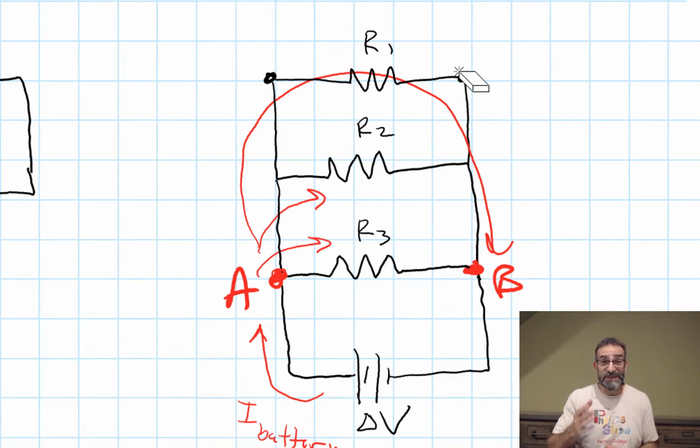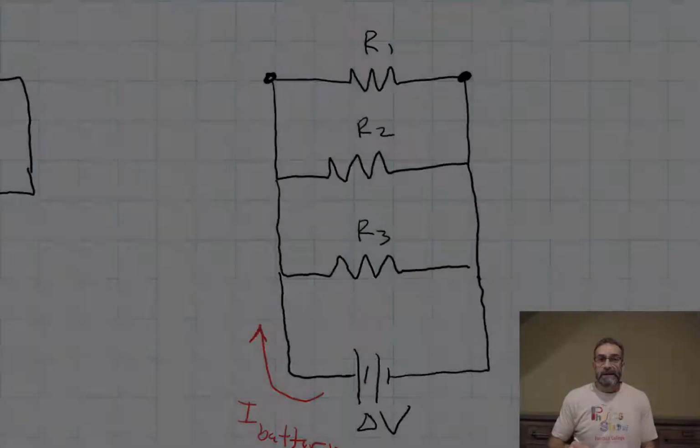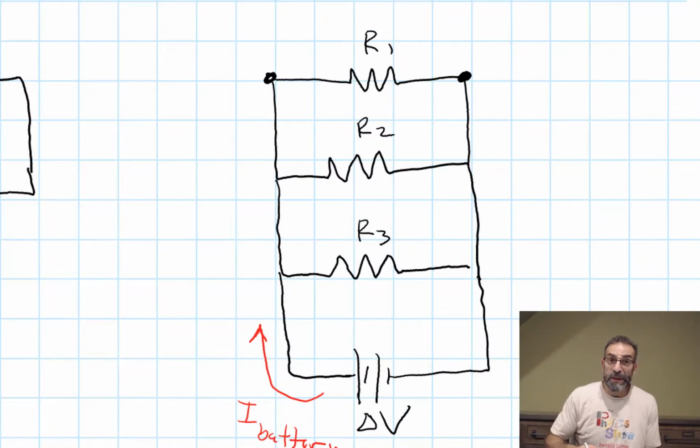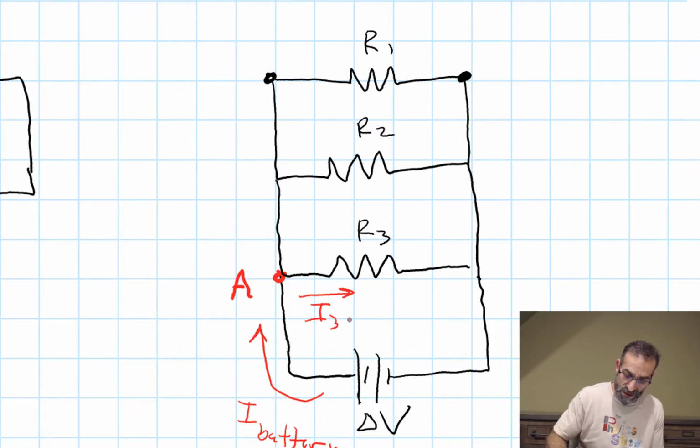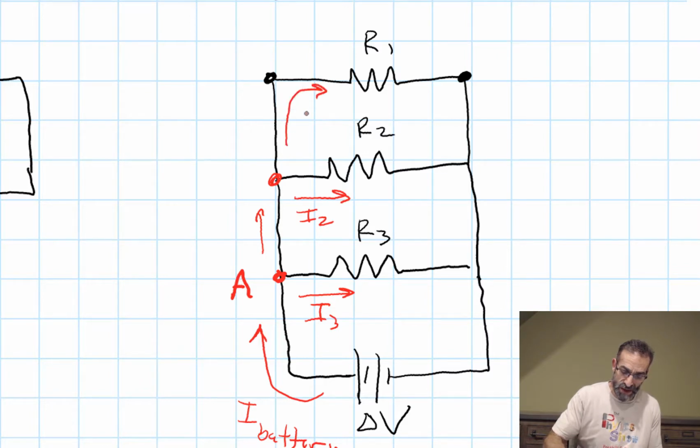But we do know one thing. More current is going to go for the path with the smaller resistance. So if the current from the battery comes up and has a choice when it gets to junction A, and it can split, part of it can go this way, we'll call that I3, and part can go up this way. And when this current gets to this junction, part can go this way, we call that I2, and part will come this way, we'll call that I1.